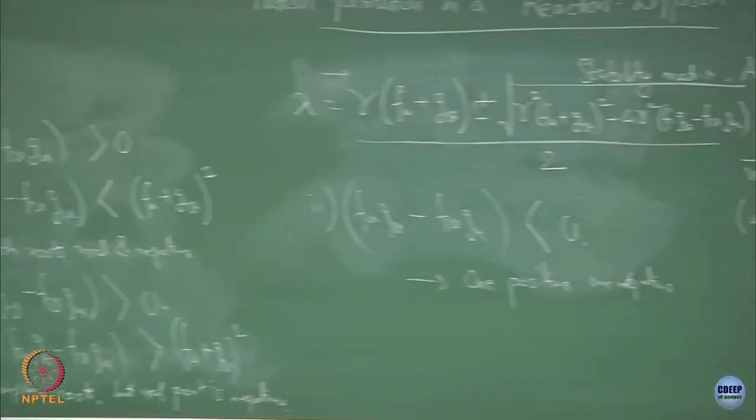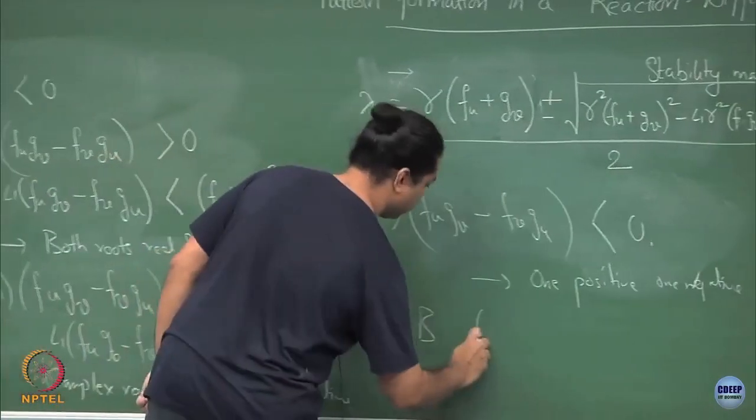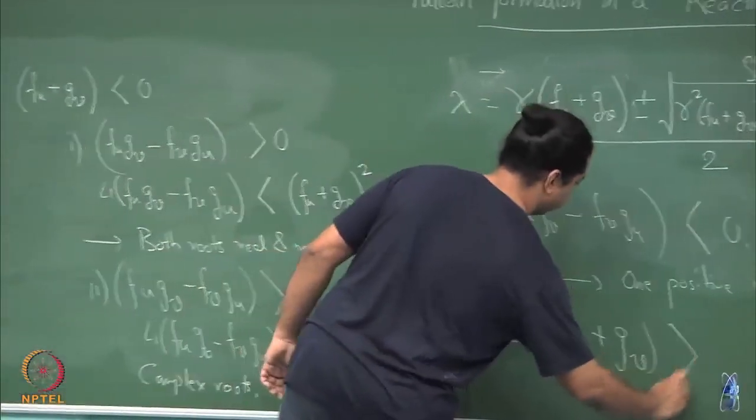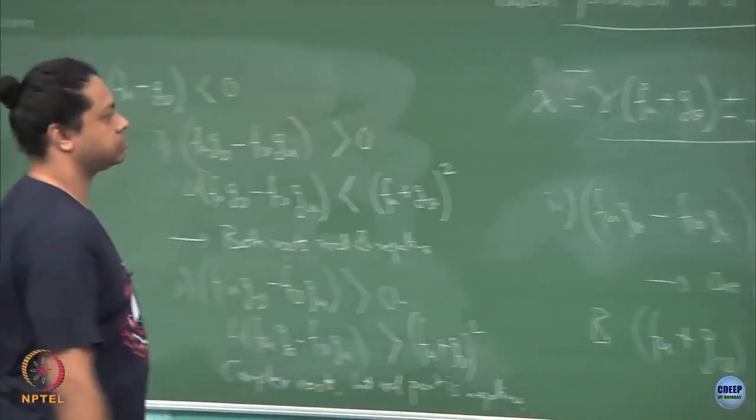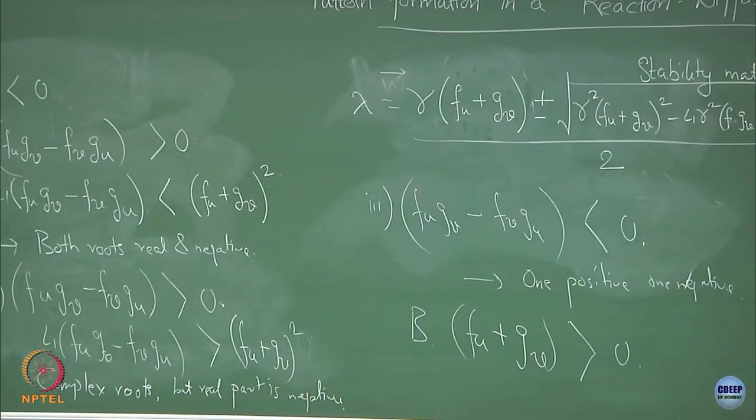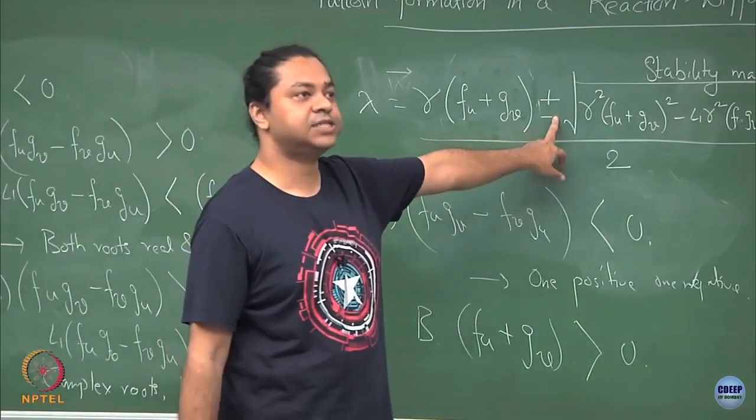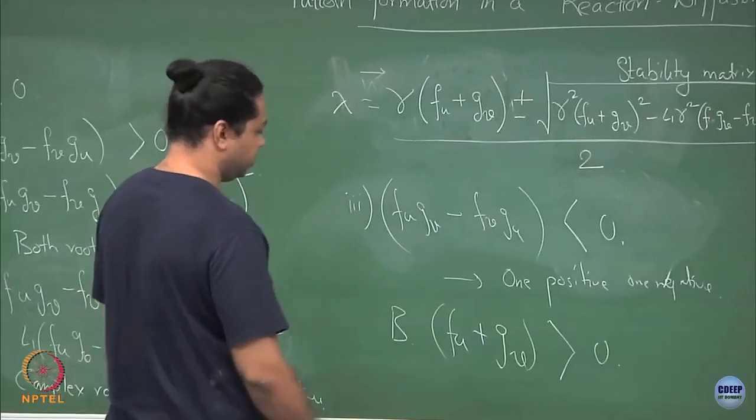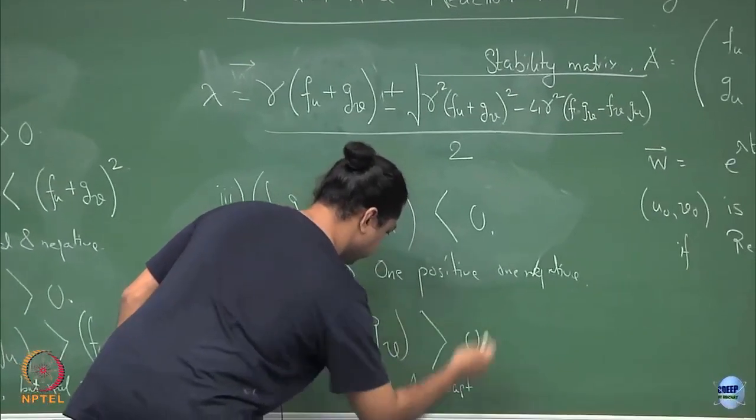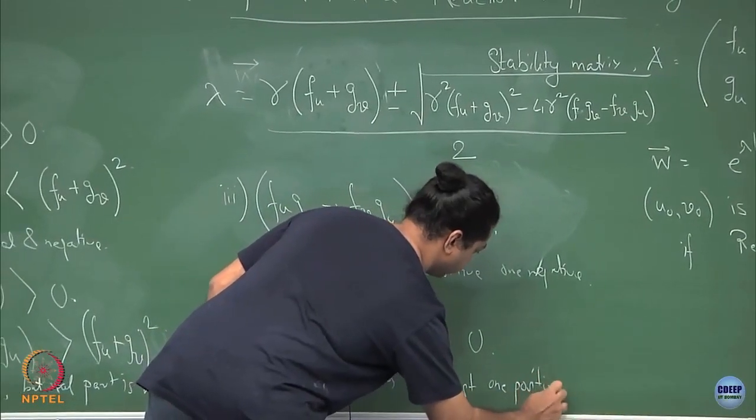Now, what would I say if f_u plus g_v, which I had taken to be negative, was positive? Then can you ever have both roots with negative real parts? No, right? There will always be at least one which is positive. So, here, regardless of the other condition, you will always have at least one positive root.